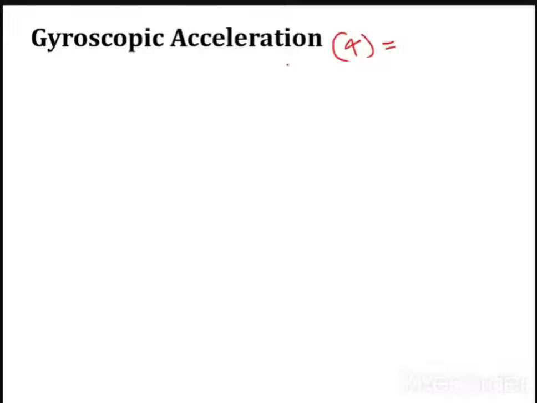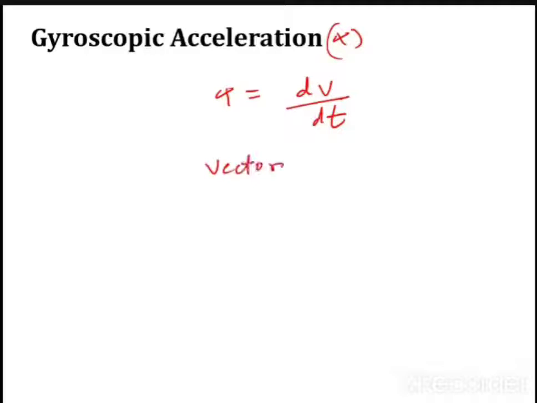So in a gyroscope, how do you calculate gyroscopic acceleration? Angular velocity was denoted by omega, and we have understood that. Now let us say that gyroscopic acceleration is denoted by alpha. Let us derive a formula for this alpha. First of all, angular acceleration alpha is equal to the rate of change of velocity, dv by dt, with respect to time. Again, it is a vector quantity.